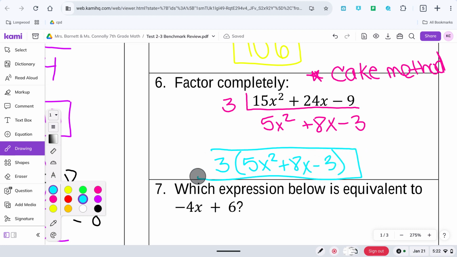And again, for test taking purposes, if you wanted to check, or if you forget how to do this and it's a multiple choice, which it is tomorrow, you would be able to just do this through checking all the multiple choice answers and eventually getting that 3 times 5 was 15, 3 times 8 would be 24, and that 3 times negative 3 would be negative 9.